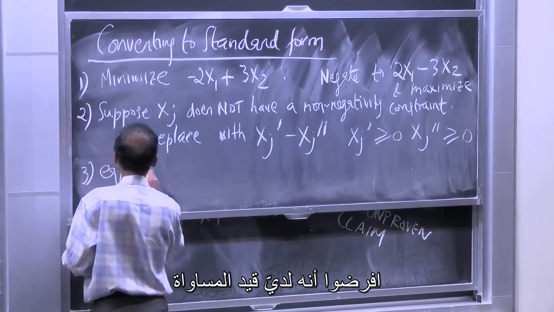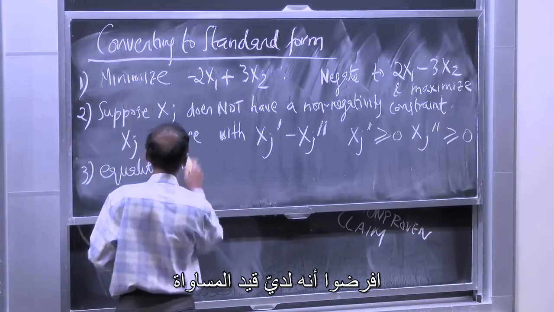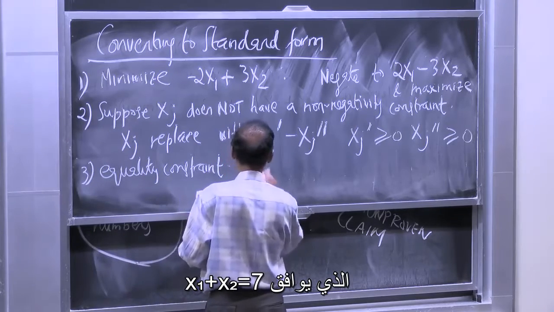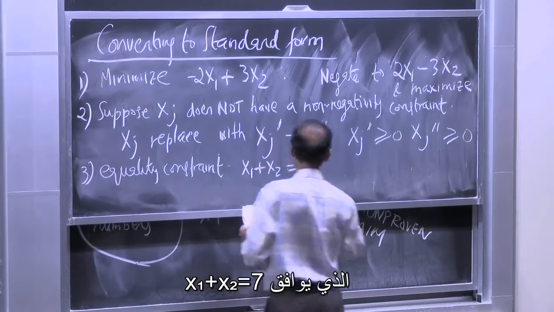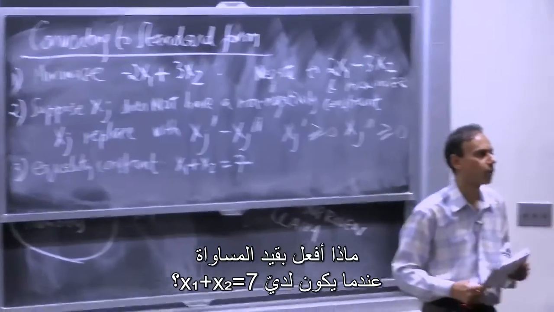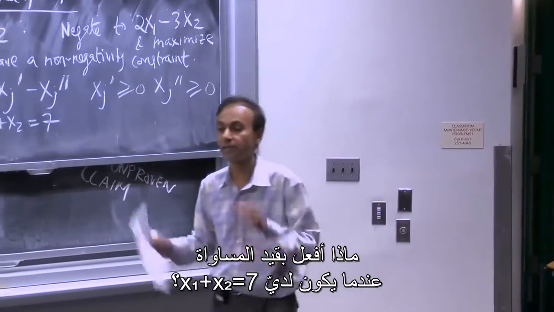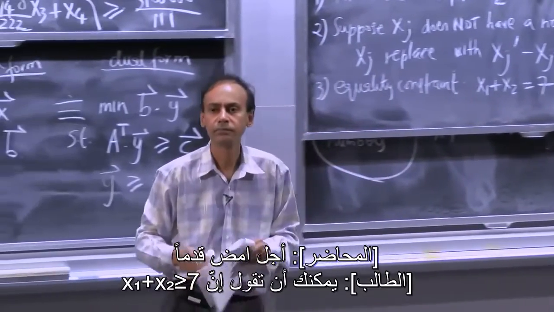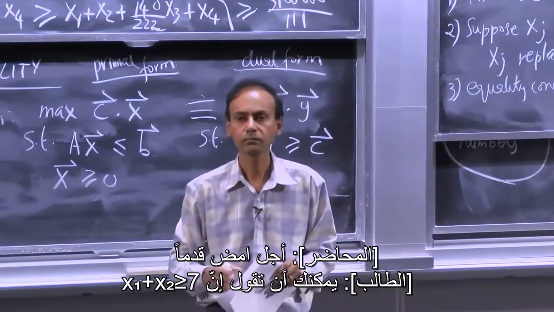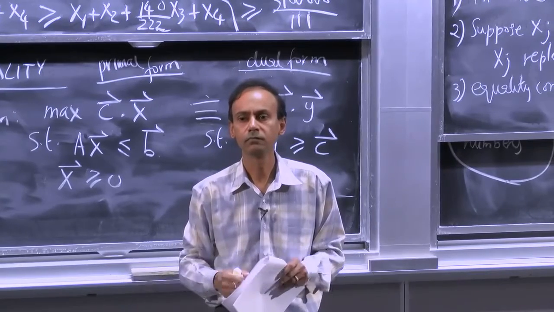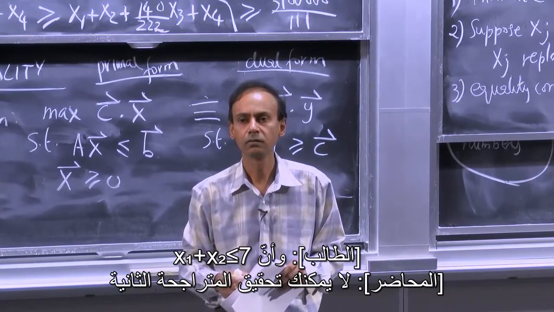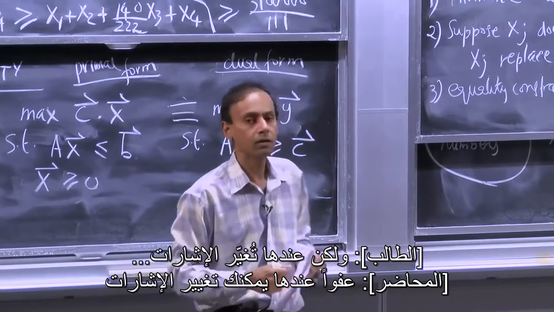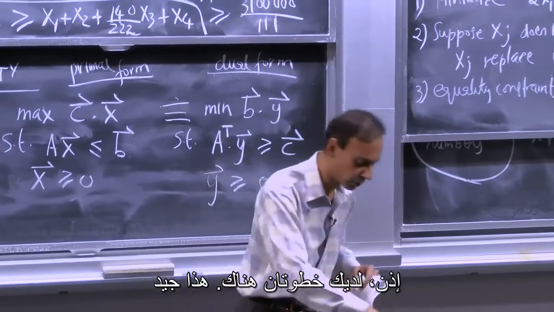Suppose we have an equality constraint corresponding to x1 plus x2 equals 7. What do I do with an equality constraint where I have x1 plus x2 equals 7? Right? Yeah, go ahead. You could say x1 plus x2 is greater than or equal to 7, and x1 plus x2 is less than or equal to 7. No, you can't do greater than or equal to. But then you can flip the sign. So you have two steps there.